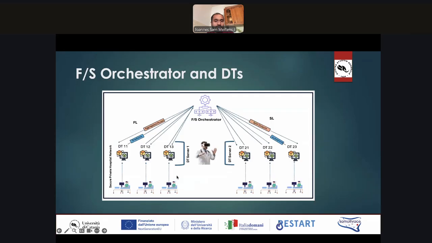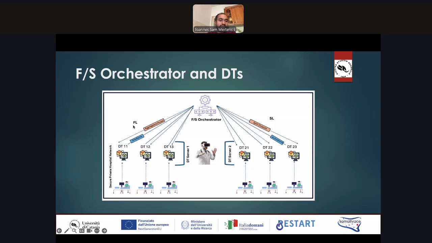And we proposed a scenario like this. You have the patients here, and like I said in the beginning, we developed digital twins for each patient. So DT11 is for patient 1 in the first room, and DT12 is for patient 2 in the first room. You have a digital twin server for this particular room with 3 patients, and then a digital twin server 2 for the 3 patients in room 2. And then you have an orchestrator, which can do either federated learning or split learning depending on what you choose.